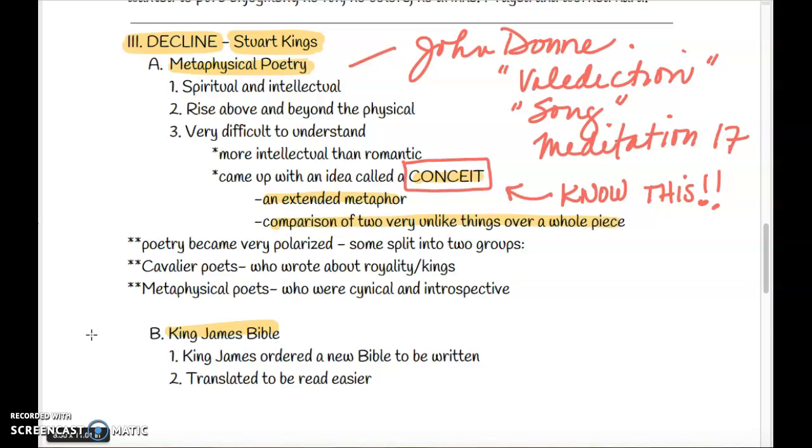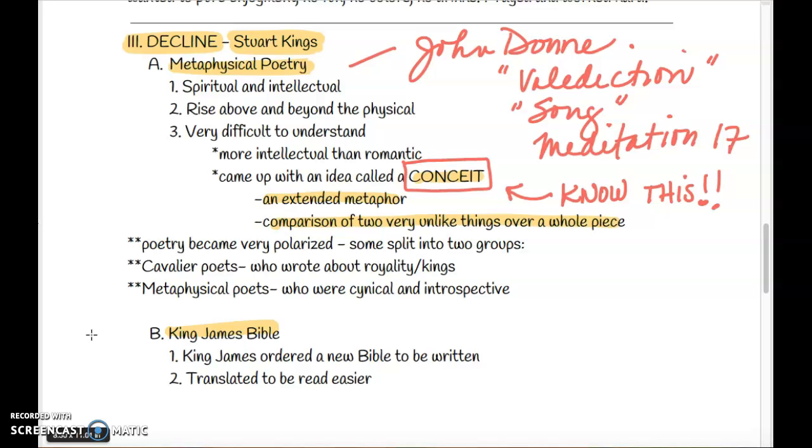At this point in the decline, poetry became very polarized, split into a couple different groups. We have the Cavalier poets, which basically nodded to the royalty or the kings and wrote poems about them to gain favor. Or you had these metaphysical poets who were a little more introspective, a little more cynical.